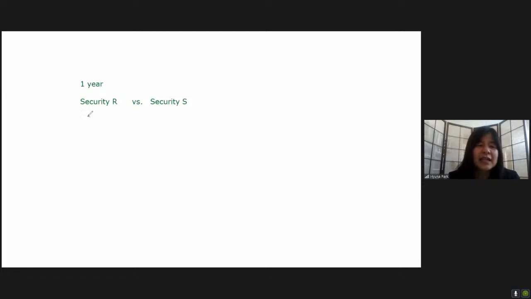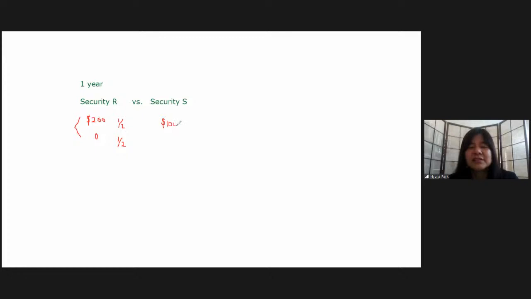You will receive either $200 with a probability of 50%, or you may get zero, with equal probability, from this security R. But if you purchase this security S, you are going to get $100.